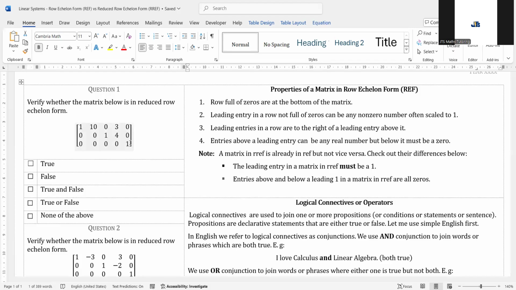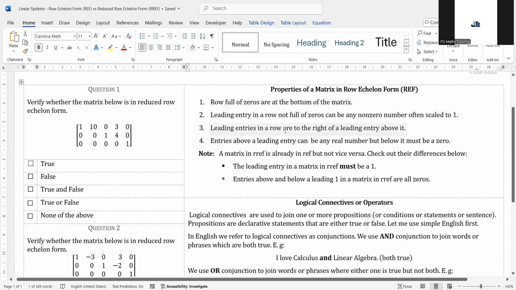But hold on. We are told here that the leading entry in a row must be to the right of the leading entry above it, which we can actually see from the staircase we're talking about right here. Now, entries above a leading entry can be any real number. I can see right here that the entries below and above a leading one are all zeros. That makes this matrix in reduced row echelon form. So it is true that this matrix is in reduced row echelon form, making option 1 correct.